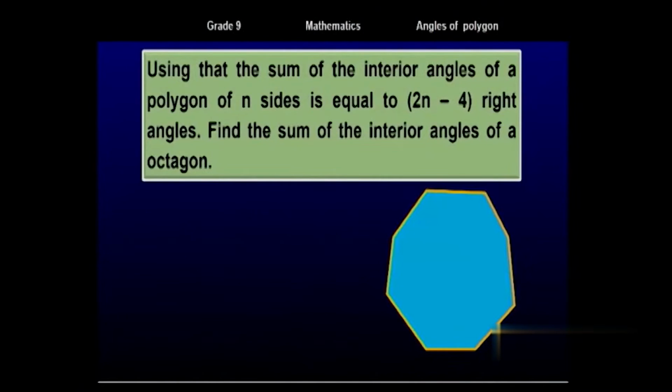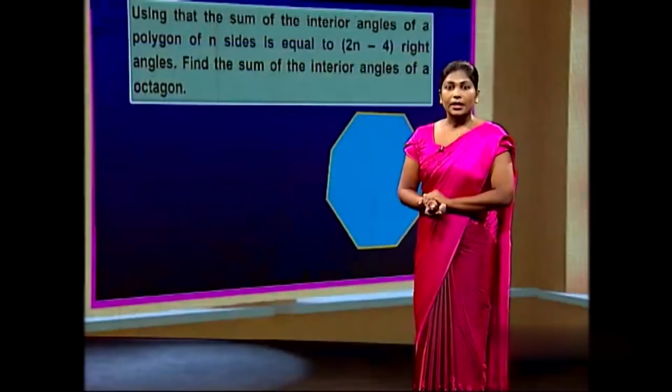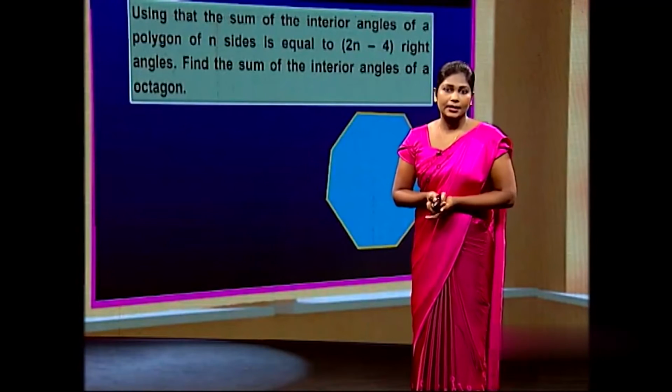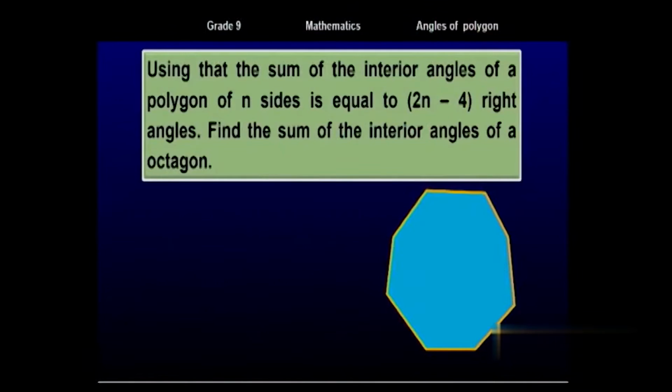Using that the sum of the interior angles of a polygon of n sides is equal to 2n minus 4 right angles, find the sum of the interior angles of an octagon. What is this? Now you can see an octagon. Here there are 8 sides. We have to find the sum of the interior angles.